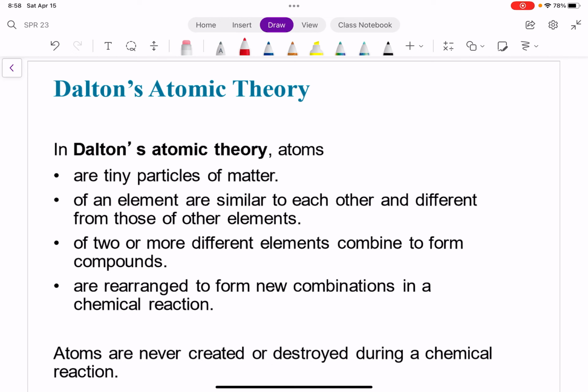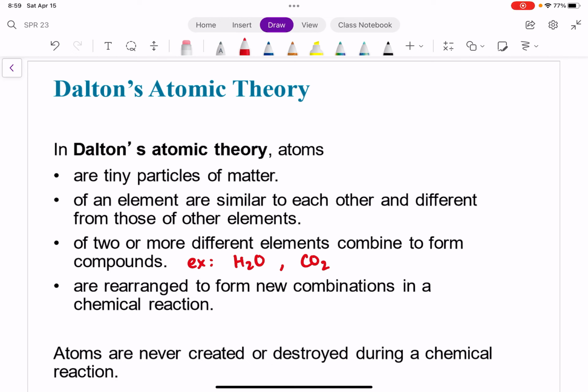So in his atomic theory, atoms are tiny particles of matter. Atoms of an element are similar to each other and different from other elements. So aluminum atoms are similar to other aluminum atoms, but they're different from something like oxygen atoms, for instance. He also said atoms of two or more different elements can combine to form compounds. We talked about compounds a little bit. So some examples are, water is a compound, CO2 is a compound, etc.